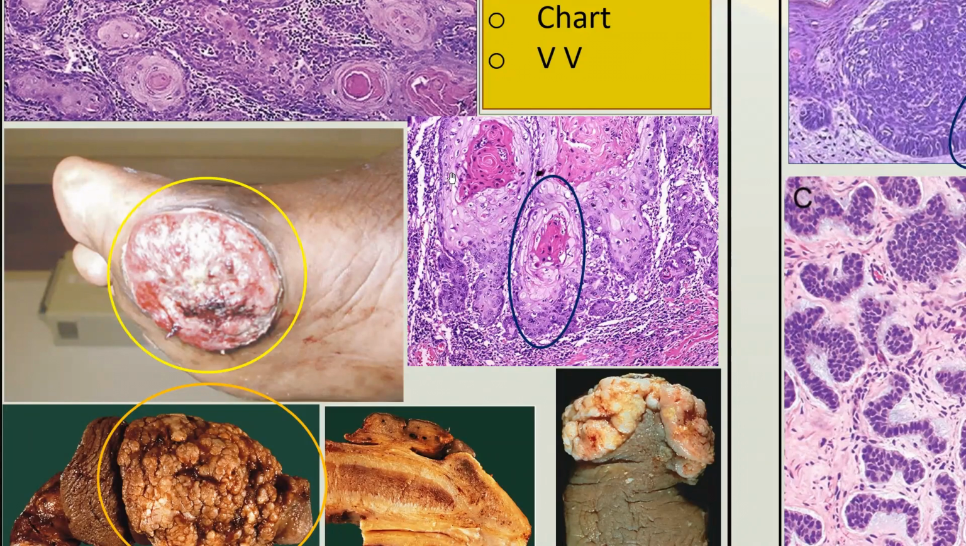Look at this picture. It is an amputated specimen of the leg. And I'm finding that there is a huge ulcer. The ulcer, you find it is large, measuring about 5 or 6 centimeters in diameter. And the tumor is bulging above the cut surface. It is showing evidence of necrosis and hemorrhage.